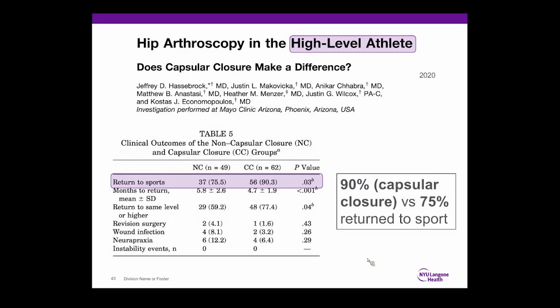I typically will close the capsule unless it's in a patient who has coxa profunda, big pincer, or perhaps a little bit older as well. And that gets into the concept of age.